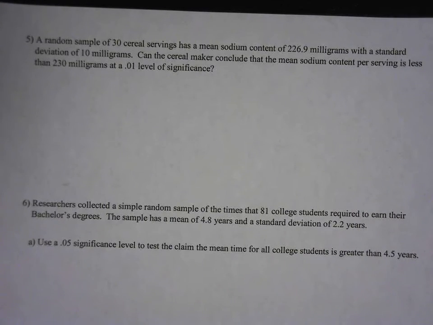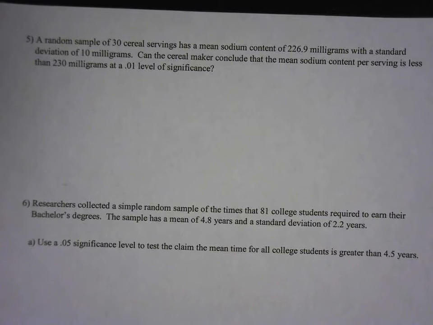Say we look at our hypothesis test using the t-distribution. Okay, so example number 5. A random sample of 30 cereal servings has a mean sodium content of 226.9 milligrams with a standard deviation of 10 milligrams. Can the cereal maker conclude that the mean sodium content per serving is less than 230 milligrams at a 0.01 level of significance?